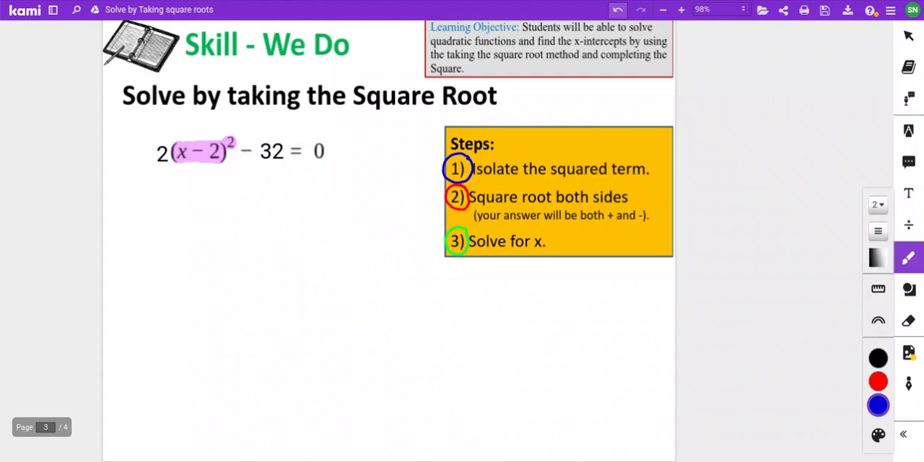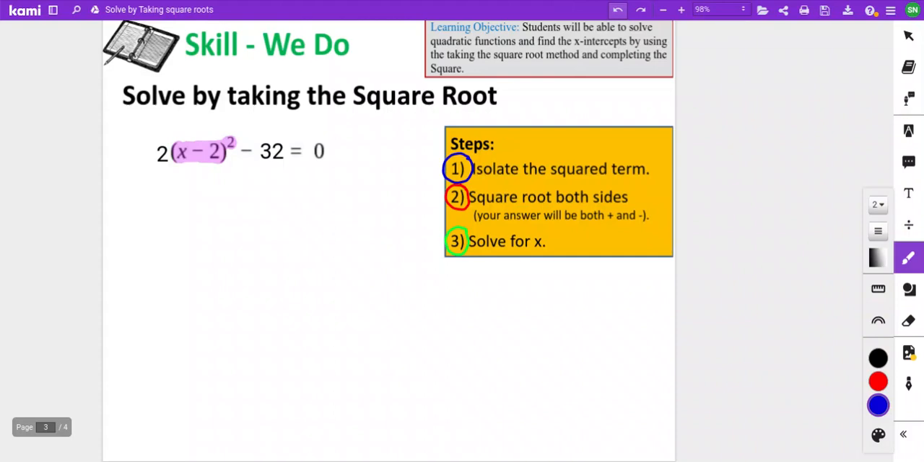The problem is on the left. If you look, there's a section highlighted in purple. That's the square term. It's square because the exponent is a 2, and everything inside the parentheses is affected by that 2. That's why that's a square term. The 2 in the front is unaffected because it's outside the parentheses, so it's not part of the square term.